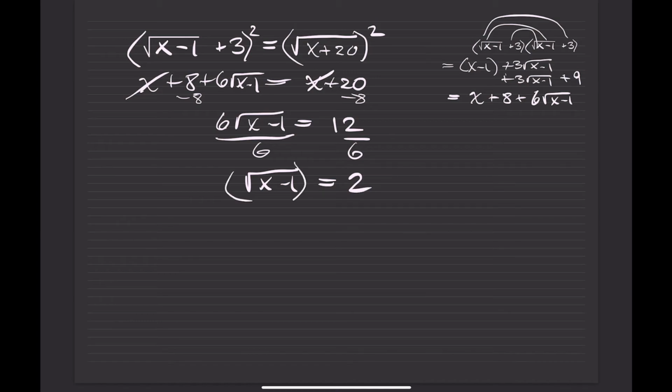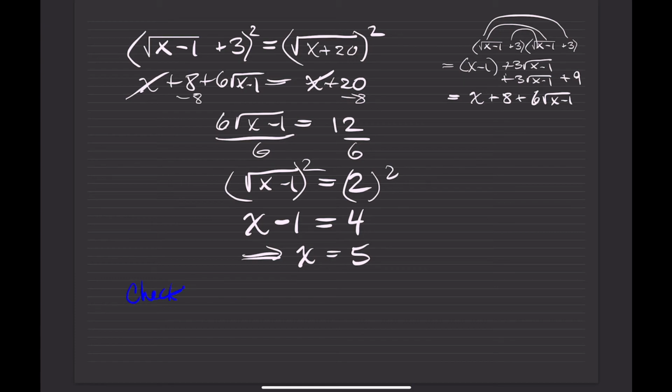Now we can square both sides again. On the left, we have x minus 1. On the right, we have 4. And so now x is equal to 5. So in this case, we only got one solution. And we want to check it.